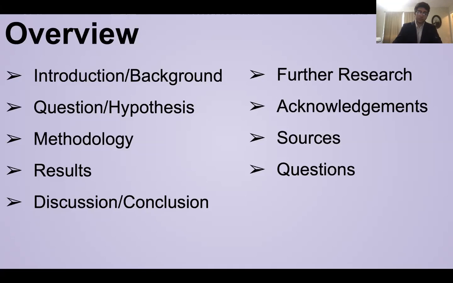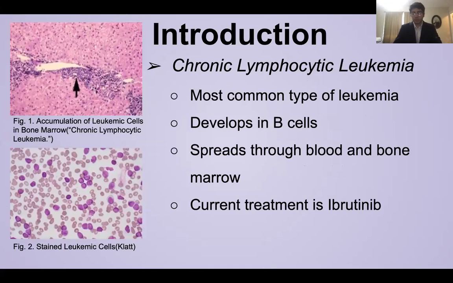So first, to give a general introduction, my project revolves around chronic lymphocytic leukemia, or CLL, which is the most common type of leukemia in the Western world. This type of leukemia starts in B cells called lymphocytes, hence the name chronic lymphocytic leukemia. These cells require constant stimulation through a B cell receptor in order to survive and to proliferate. They usually start in the bone marrow, but then eventually move into the bloodstream and spread throughout the rest of the body.